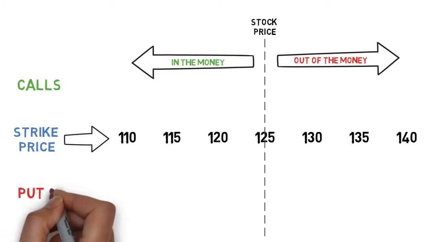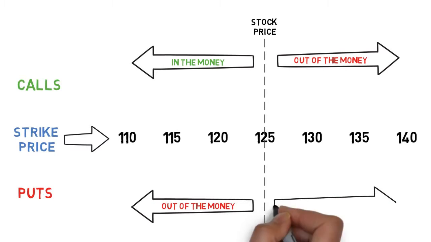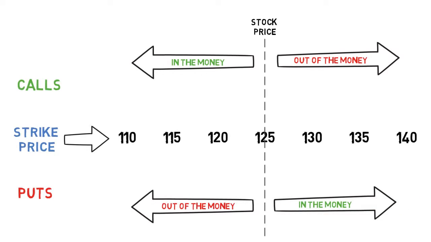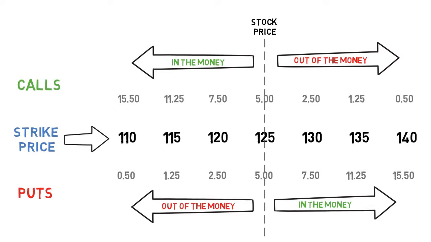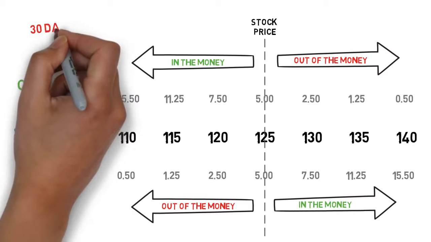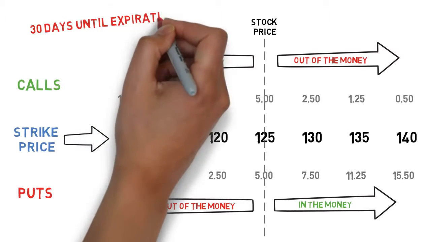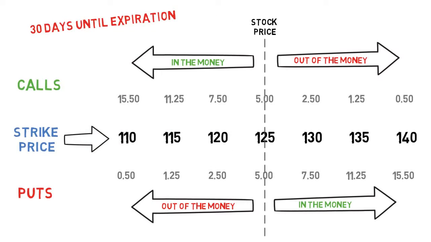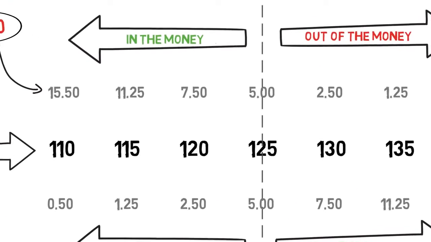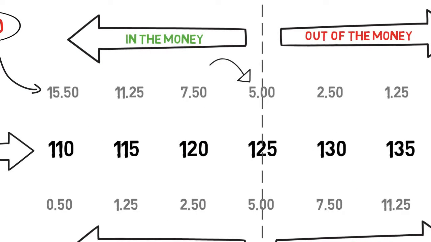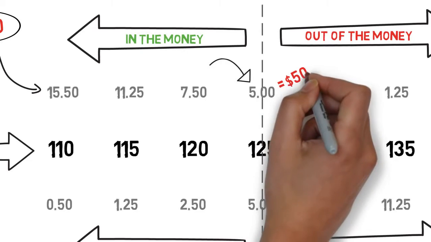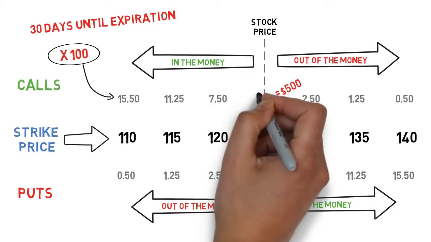And for put options, it's the exact opposite. I know this is a lot to digest right now, but soon it will become second nature. So here's an idea of what each option's price will look like with, let's say, 30 days to expiration. And just a quick note, each option contract represents 100 shares of stock. So these prices have a multiplier of 100. So, for example, if you buy one contract of the 125 call, this will actually cost you $500, not $5.